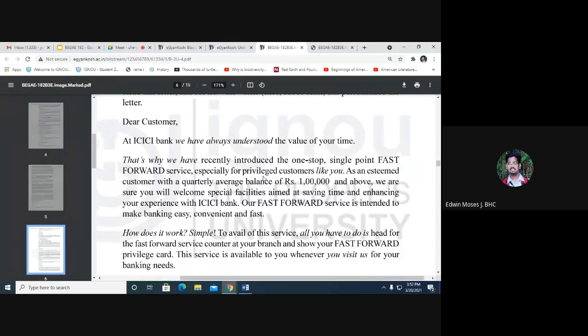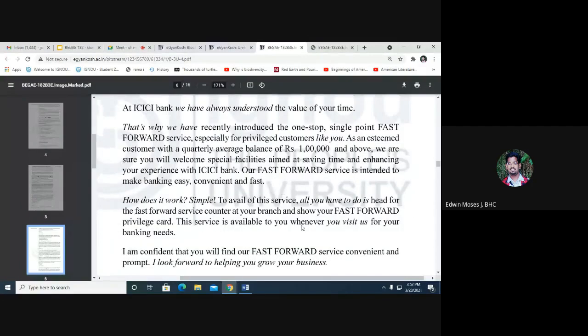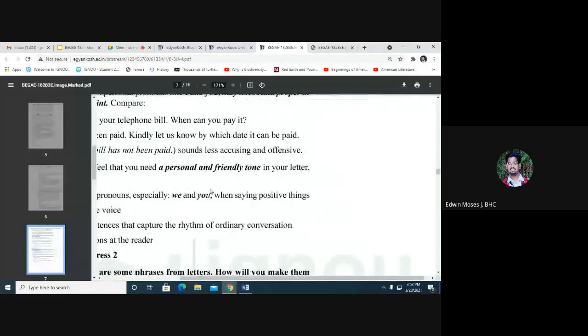Can you see? So that's why we have recently introduced the one-stop single point fast. How does it work? See, it's simple. All you have to do is head for the fast forward service counter at your branch and show your fast forward privilege card. So how you have to use a particular service, they are explaining in a friendly style, right?